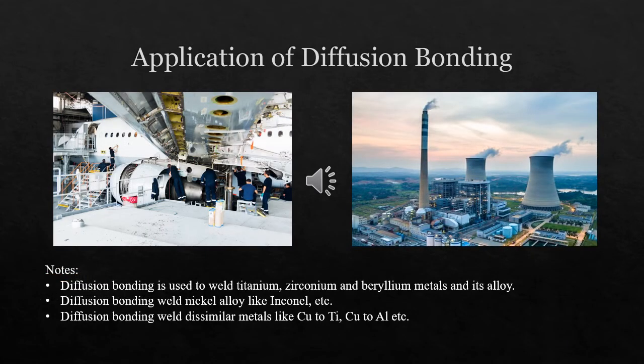The applications of the diffusion bonding process are mostly used to weld refractory materials in aerospace industries and nuclear industries like the figure shown. Besides that, diffusion bonding is used to weld titanium, zirconium, and beryllium metals and their alloys, weld nickel alloy like Inconel, and weld dissimilar metals like copper and titanium, copper to aluminum, etc.